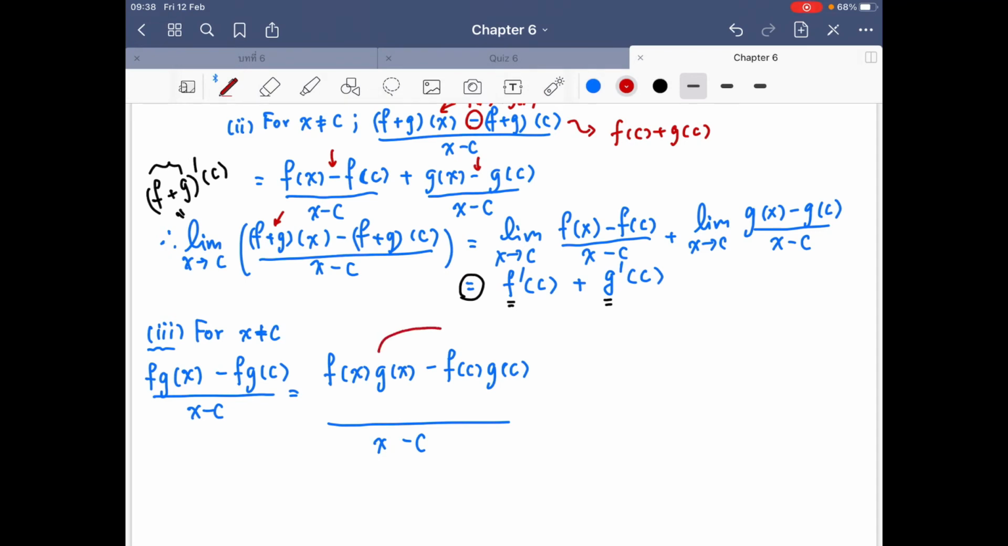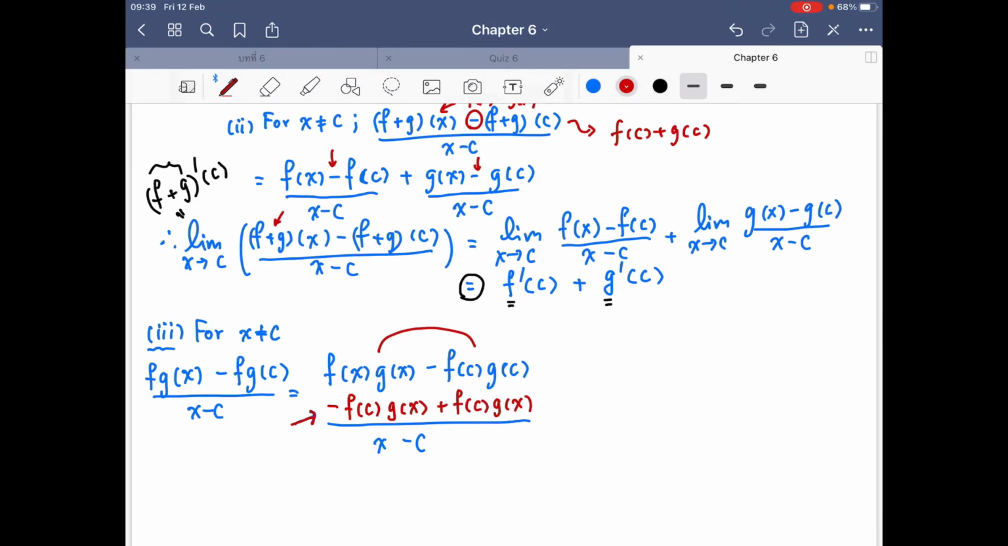However, these two terms have no common factor, so we are going to create their common factor by subtracting f(c)g(x) and then adding f(c)g(x). Okay, so on the top right now you have 4 terms. The original 2 terms are in blue, and the additional 2 terms are in red right here. At the bottom, they are on top.